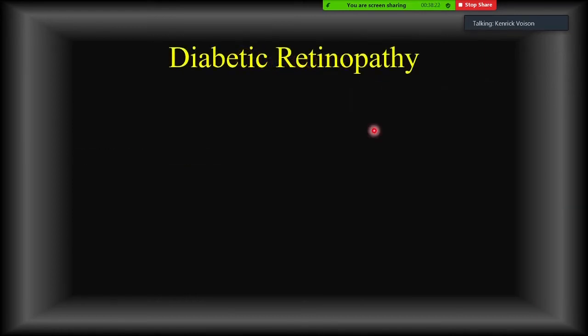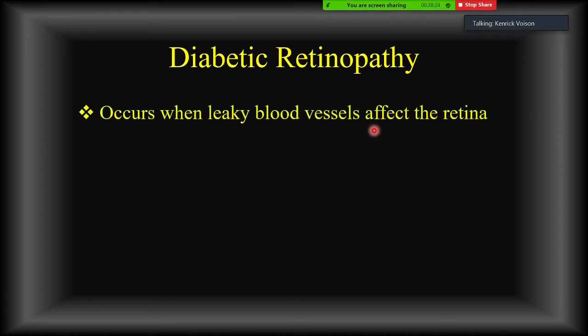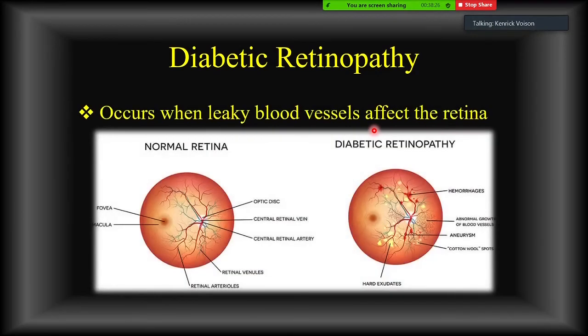Let's go on now to what we call diabetic retinopathy. And it basically occurs with, as the first part of the word says, diabetics. It's due to leaky blood vessels at the back of the eye, especially at what we call the retina. So this image here is what the eye specialist sees when looking at the back of the eye. This is what we are looking at.